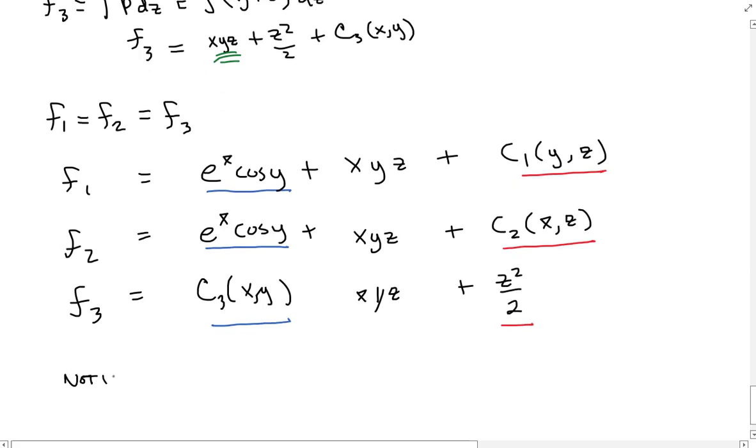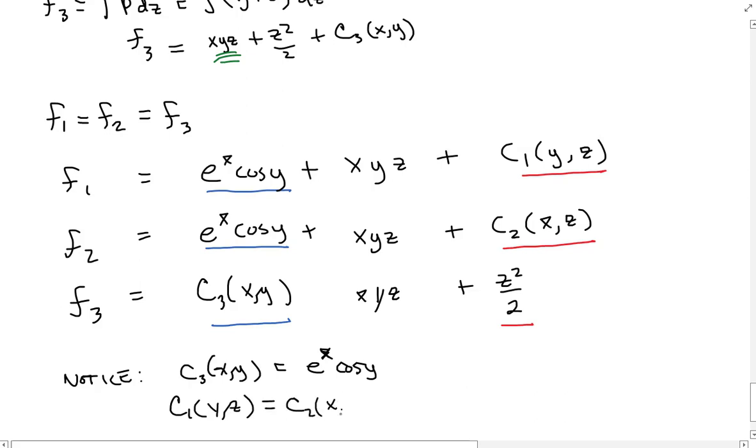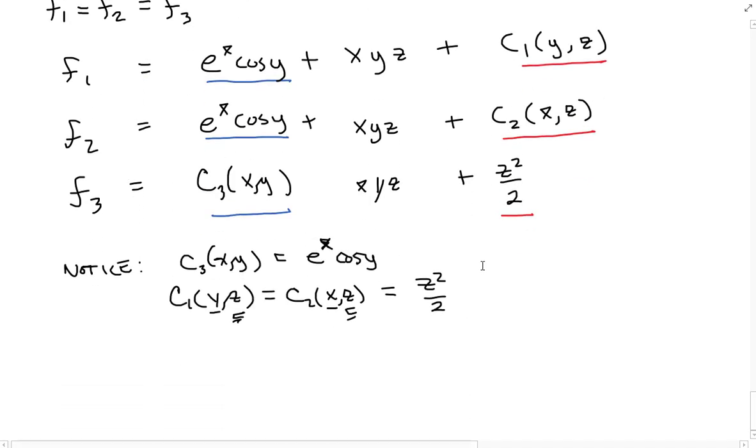And so I'll just kind of clarify this hopefully. Notice that c3, which is a function of at most x and y, is e to the x cosine y. So it doesn't have to be a function of both x and y, but this one just happens to be. And then c1, which was a function of at most y and z, equals c2, which was at most a function of x and z, and it's z squared over 2. So these two were at most a function of two variables, but they're actually just both a function of the one variable z. Okay, so here we have it.